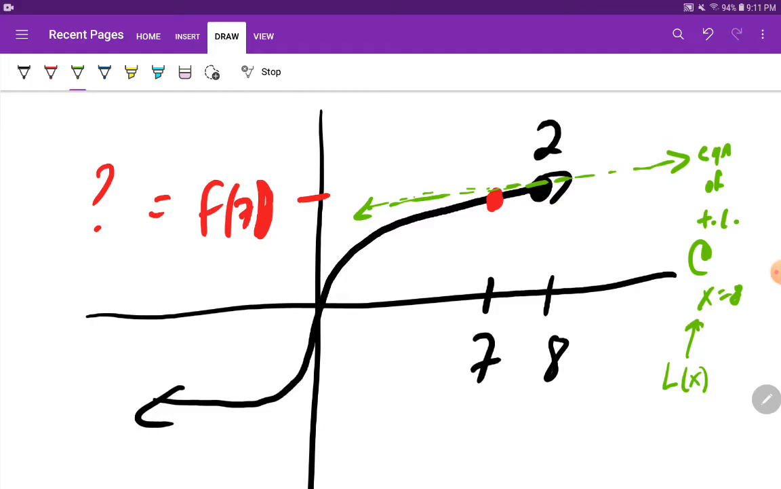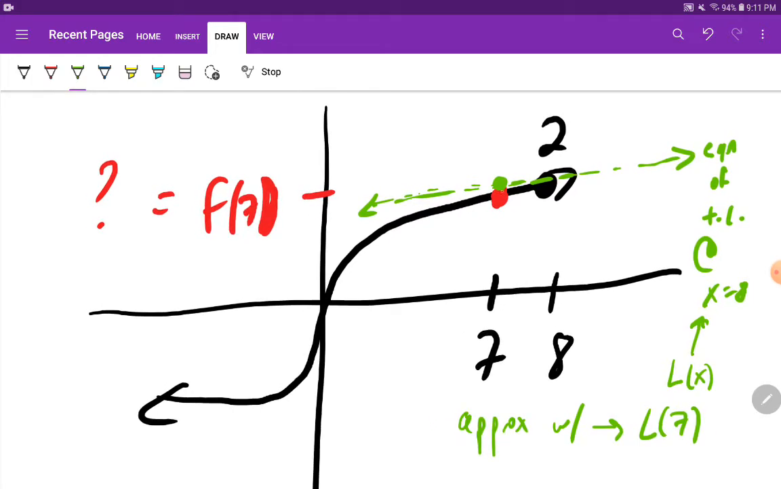I'm going to use this, and I'm going to approximate with my line. Now, that's going to give me this point right here. I can't really zoom in anymore, unfortunately. But is this green point equal to f of 7? No. But it's really darn close. And that's the point of linearization. It helps us to approximate at certain values.